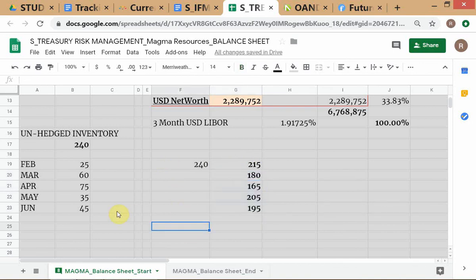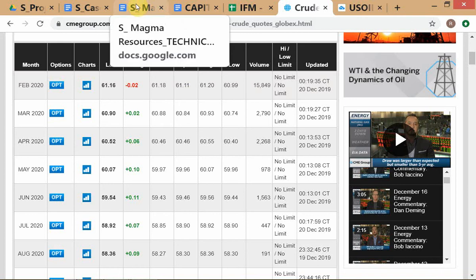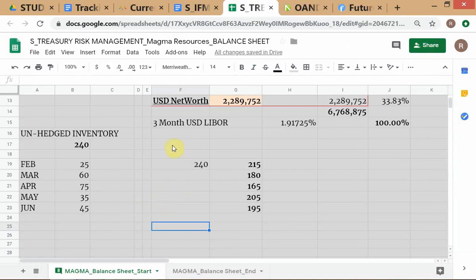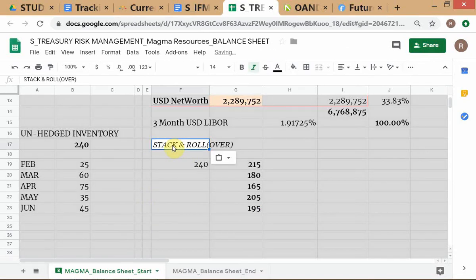Now, this is how stack and roll works. We can put that expression here. I've said rollover, but the expression that people use in the industry is stack and roll. Let's put it this way: stack and roll.